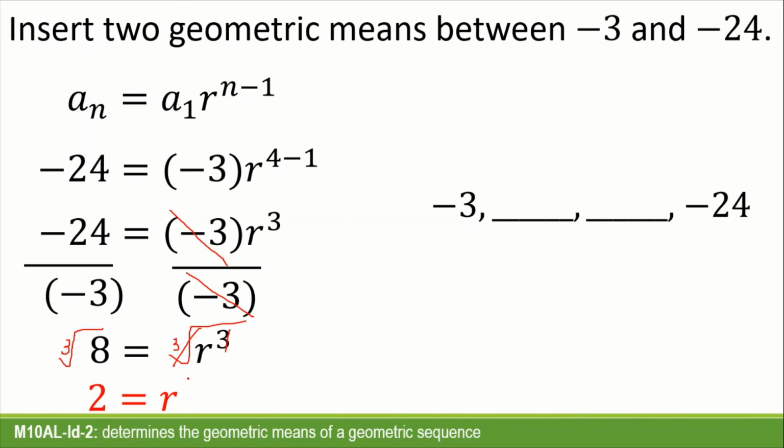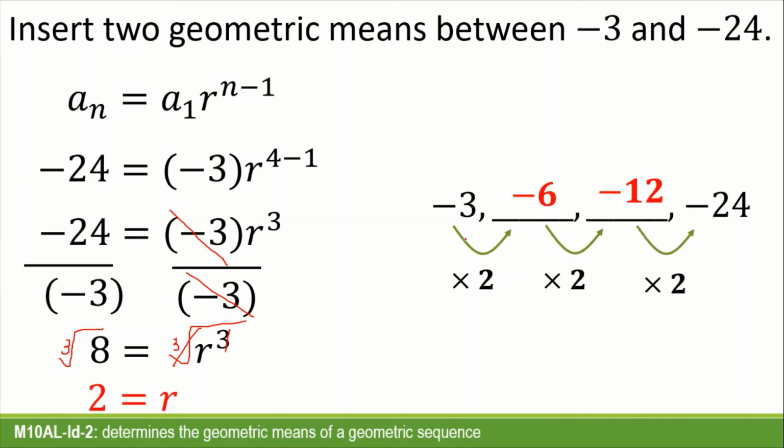So, anong purpose ni common ratio na 2? Yun ang gagamitin natin to find the geometric means. So, we have negative 3 times the common ratio na 2, that is negative 6, times the common ratio na 2, negative 12, times the common ratio na 2, and that is negative 24. So, nakarating tayo kay negative 24. Therefore, the two geometric means between negative 3 and negative 24 are negative 6 and negative 12.